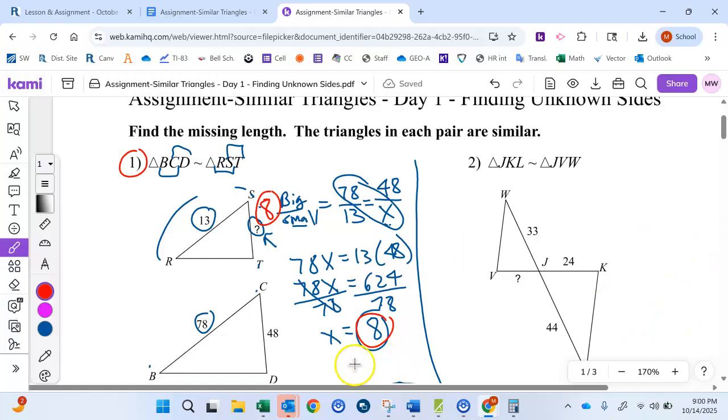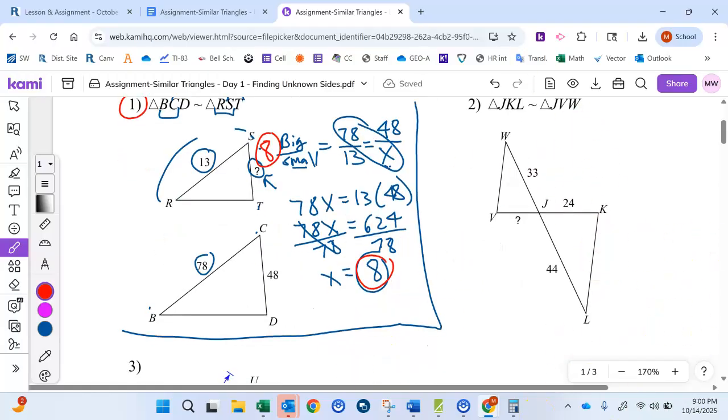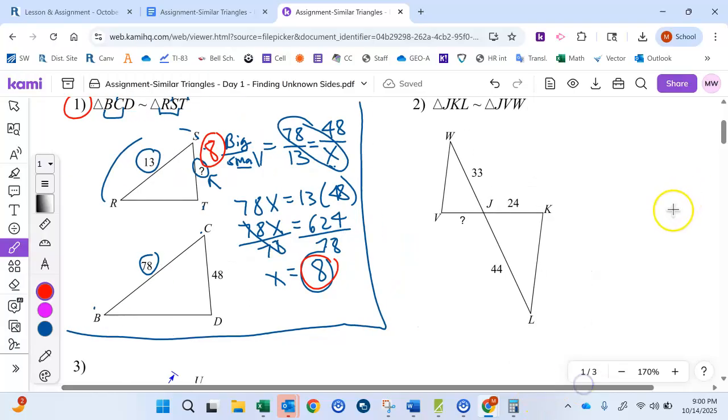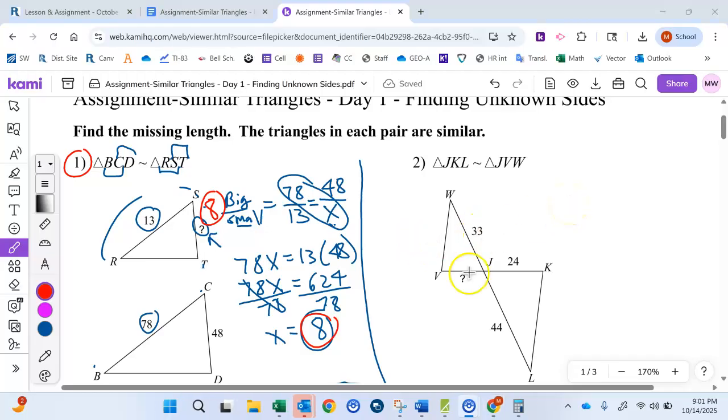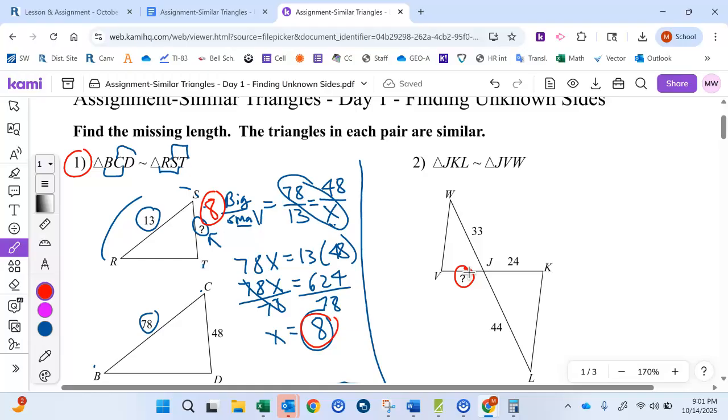All right, so let's look at number two. If you want, you can try it. Otherwise, I'm going to go through it and show you how to do it, but it's the same process, okay? So let's see. Okay, so they want us to solve for that. So that's VJ. So what does VJ equal to? Well, we've got a side for this triangle right here and another side, right? And we got one side for this triangle. So we want this one. So which one's bigger? Well, this is smaller than that. This is bigger than that.